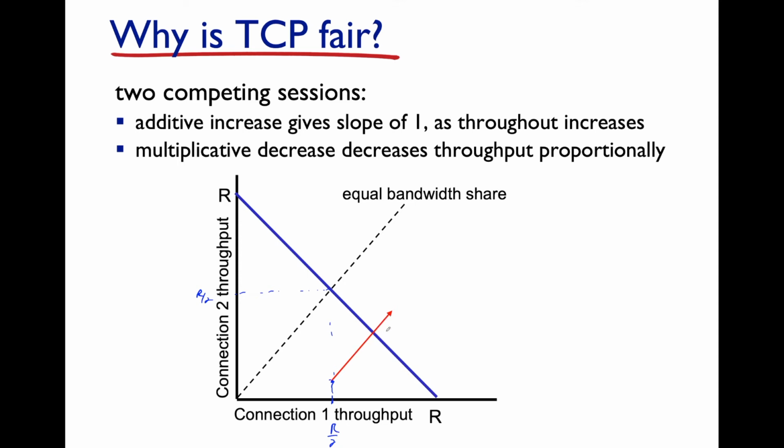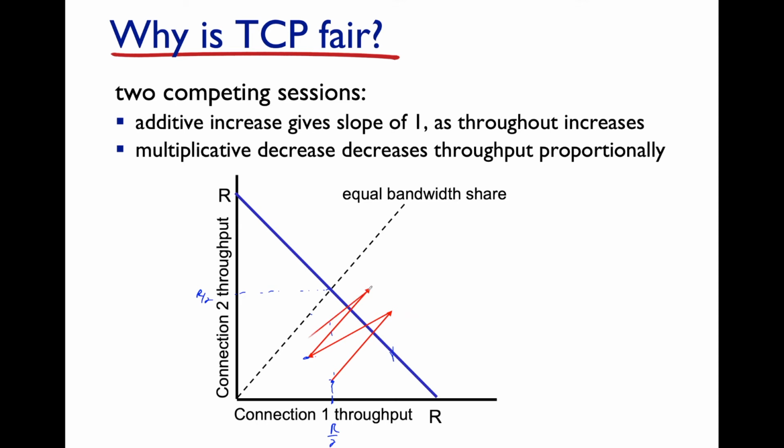Then all of a sudden, we get a loss event. So what happens? The congestion window size is decreased by a factor of 2. So we decrease by a factor of 2 in that direction, and we also decrease by a factor of 2 in this direction. And so we get this new point. Now we go back to additive increase. So that's 1 MSS per round trip time for each ACK that comes back. So we go up at a 45-degree angle again.